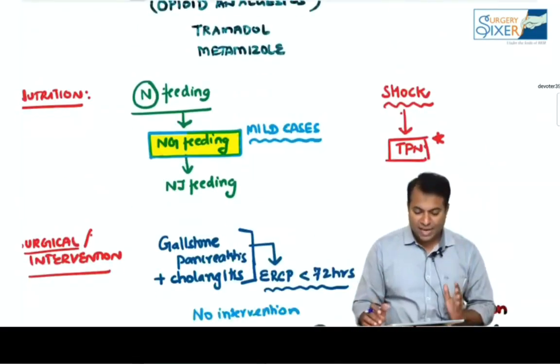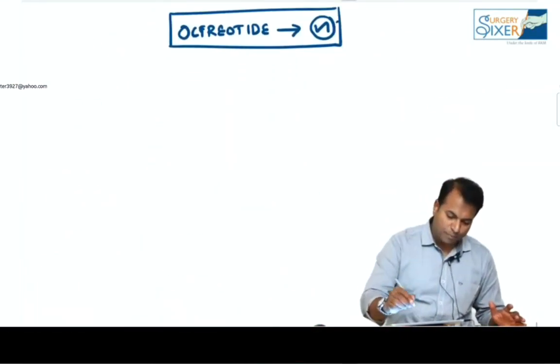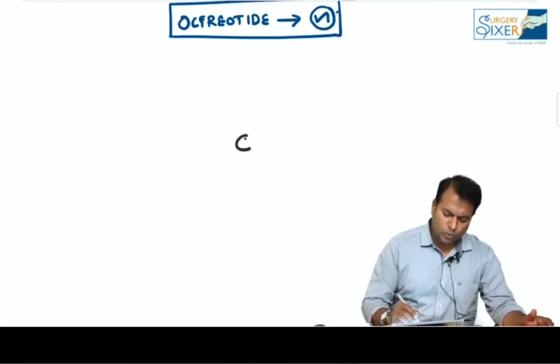So what is the nutrition advice? Nasogastric feeding for mild pancreatitis, and please don't forget antibiotics are not needed in mild cases; they are needed only for infective necrosis cases. High yield points for your exams. Okay, so these are the points I want you to remember from acute pancreatitis.